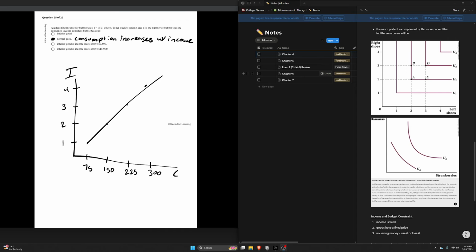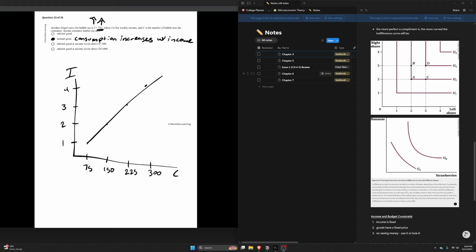All right, Aisha's Engel curve for bubble tea is I equals 75C, where I is her weekly income and C is the number of bubble teas she consumes. Aisha considers bubble tea a blank. Inferior good would mean that consumption would decrease after a certain amount of income. That's not true because this is a linear relationship. As long as we keep increasing I, consumption is always going to increase.